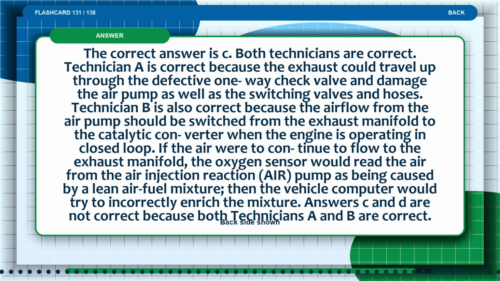If the air were to continue to flow to the exhaust manifold, the oxygen sensor would read the air from the air injection reaction (AIR) pump as being caused by a lean air-fuel mixture. Then the vehicle computer would try to incorrectly enrich the mixture. Answers A and B are not correct because both technicians A and B are correct.